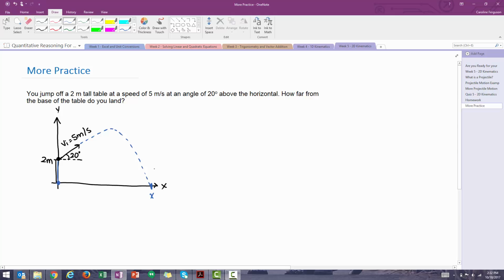All right, so next I'm going to make a table, and it's going to have an x column and a y column. And on the side, I'm going to put in all the kinematic variables that I know: S initial, S final, V initial, V final, A, and delta T.